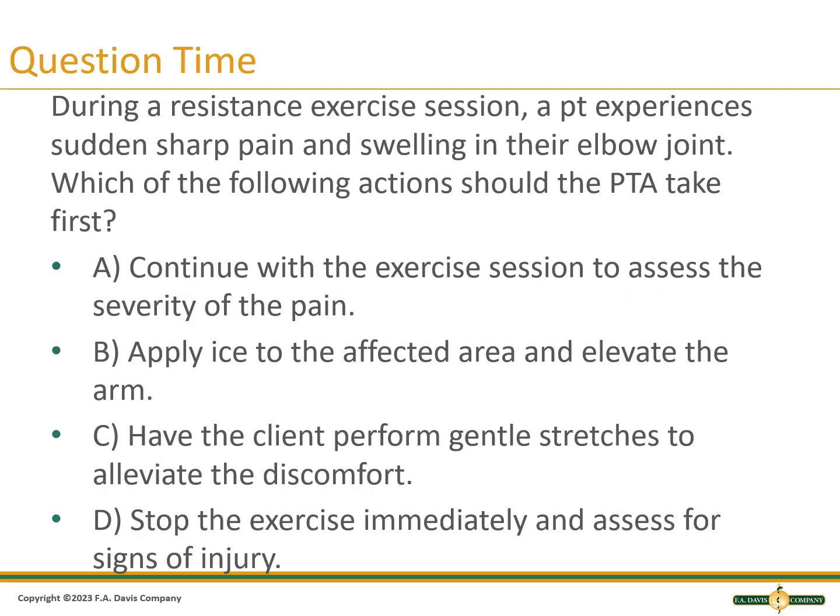During a resistance exercise session, a patient experiences sudden sharp pain and swelling in their elbow joint. Which of the following actions should the PTA take first? A. Continue with the exercise session to assess the severity of the pain. B. Apply ice to the affected area and elevate the arm. C. Have the client perform gentle stretches to alleviate the discomfort. D. Stop the exercise immediately and assess for signs of injury.